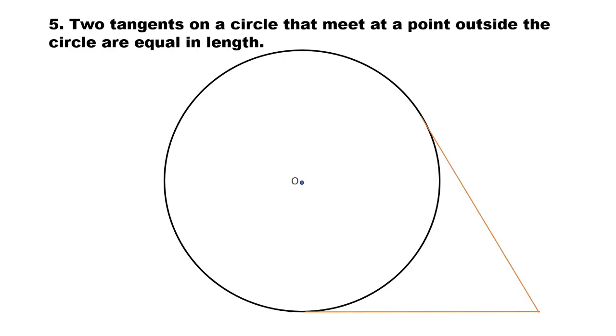Let us also draw two radii, which meet the tangents at the circumference of the circle. From this diagram, we can see that the two tangents are equal in length according to the fifth theorem, and also we know that the radii are equal in length. The shape that we get here is a kite. Now, from the fourth theorem, we can see that the angles between the radii and tangents are 90 degrees each. Now we are left with two unknown angles. We can just label them x and y.